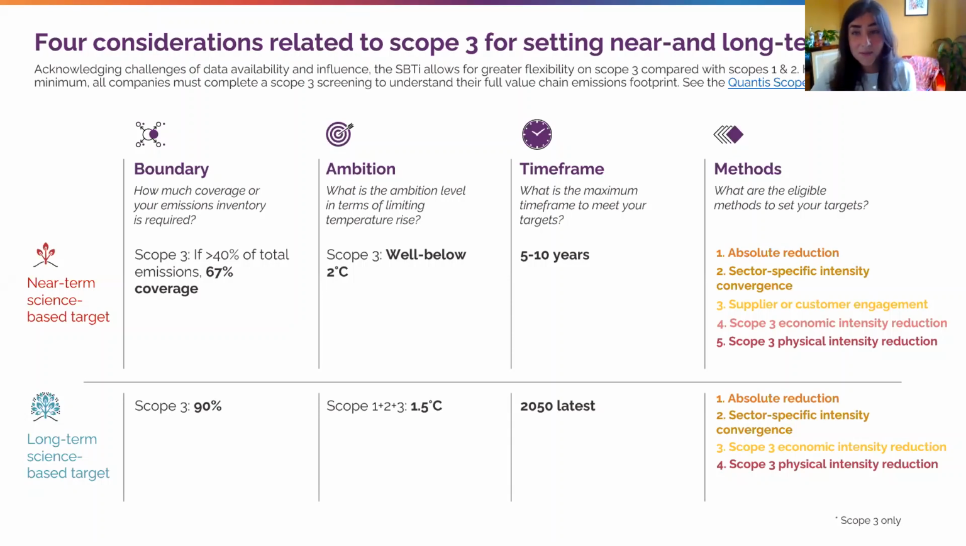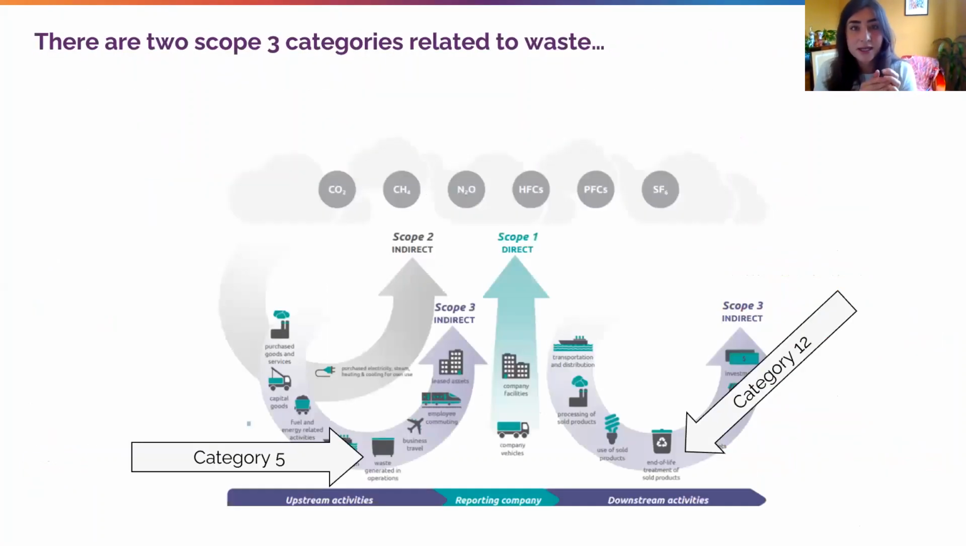When it comes to the time frame, near-term science-based targets are 5 to 10-year targets, and the long-term targets are to be reached by 2050 at the latest. And then we also have a variety of methods that companies can use, and I won't go into those in too much detail today, but they do range from absolute targets to different types of intensity targets. There could be physical intensity, economic intensity, and there's also an option for supplier engagement targets in the near term.